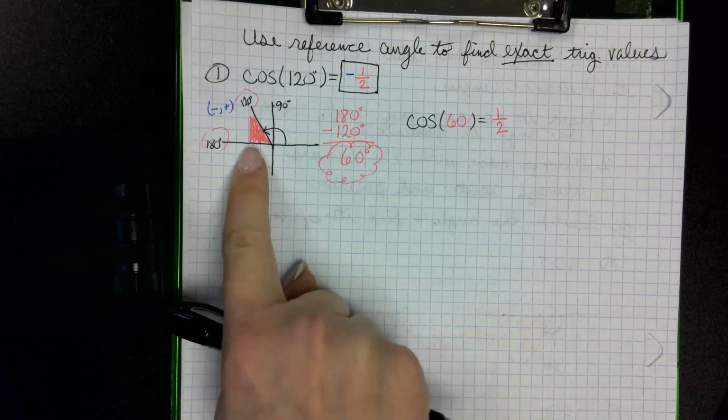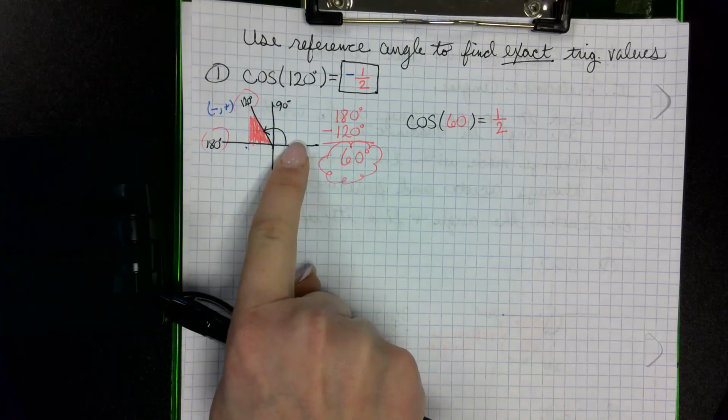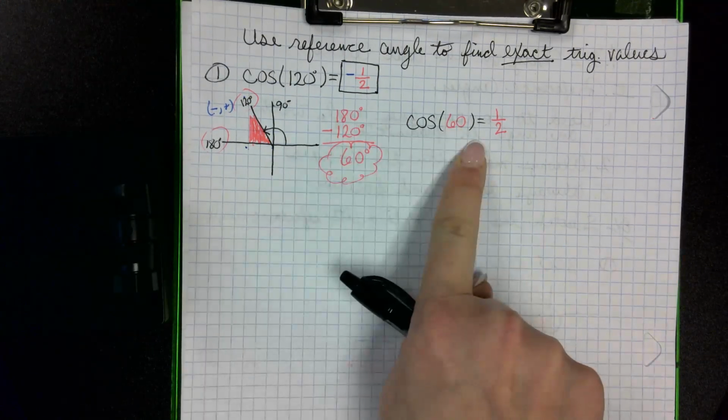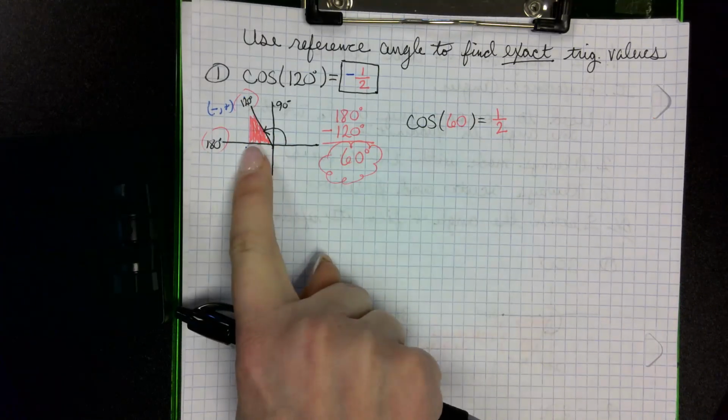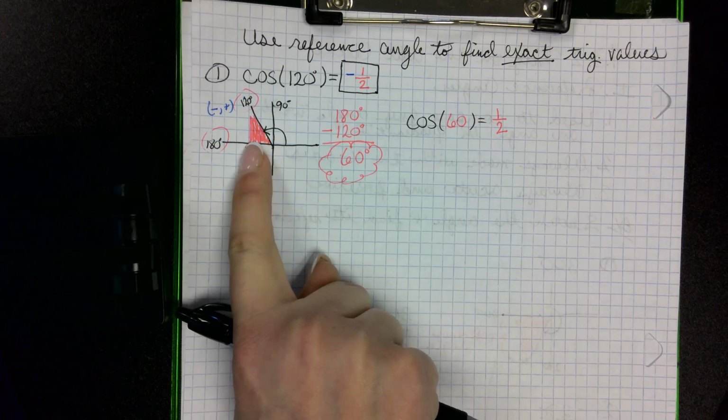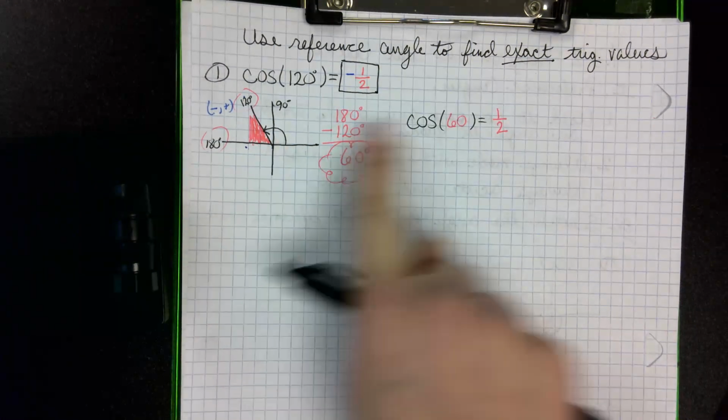Because it's the same size angle as if it was in quadrant 1. And if it was in quadrant 1, then the length of cosine, the x component of the triangle we just made, is 1/2.